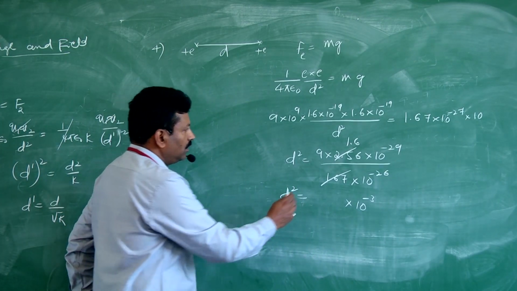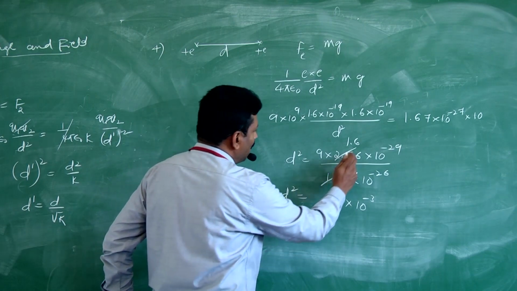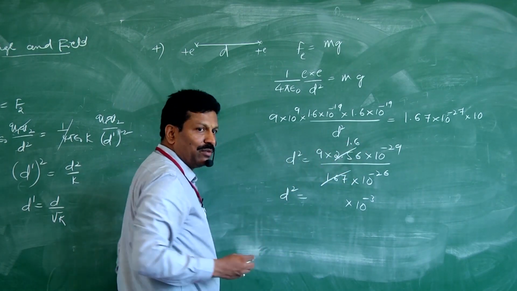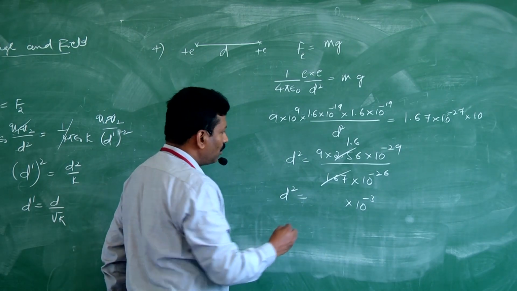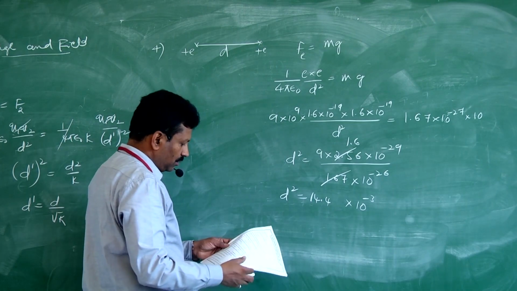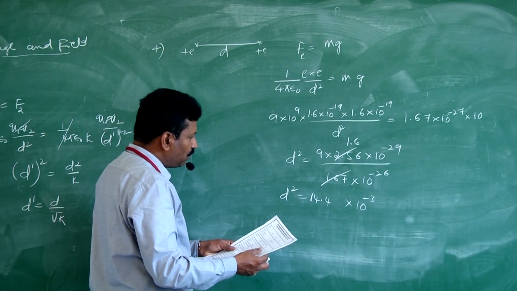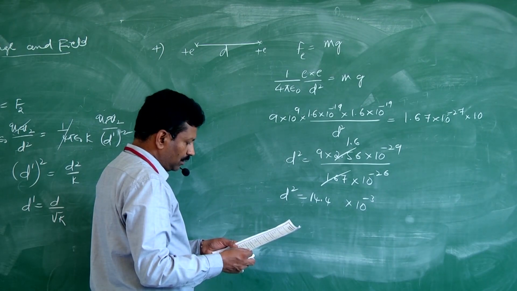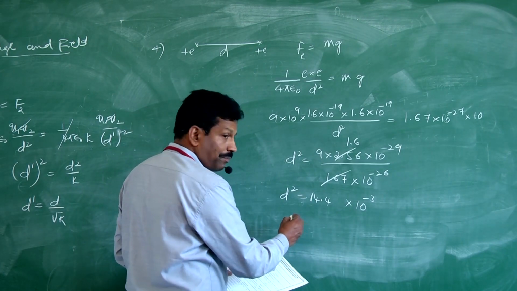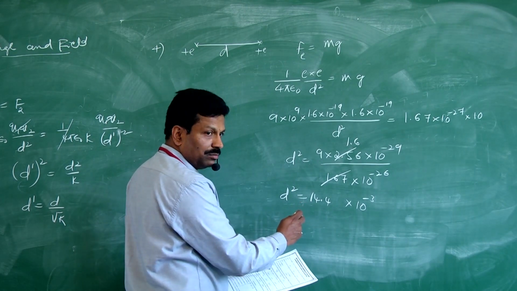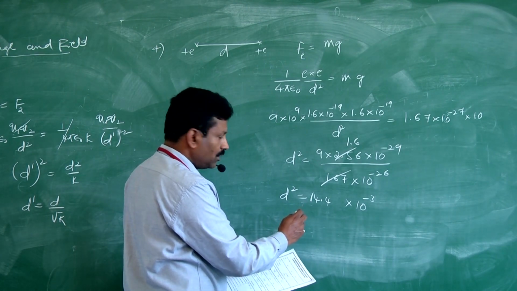So now let's multiply. Have you multiplied 1.6 into 9? 16 into 9 is 144. 14.4, correct? So d square is 14.4. Are you clear? Okay. d square is correct, right? Any doubt in this? No.